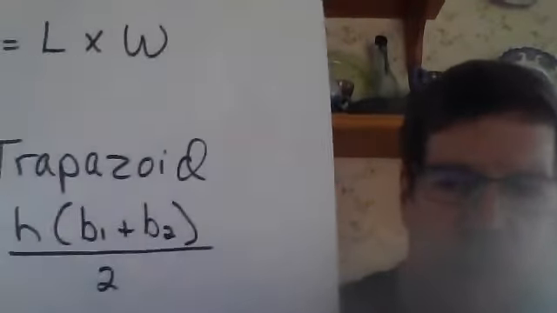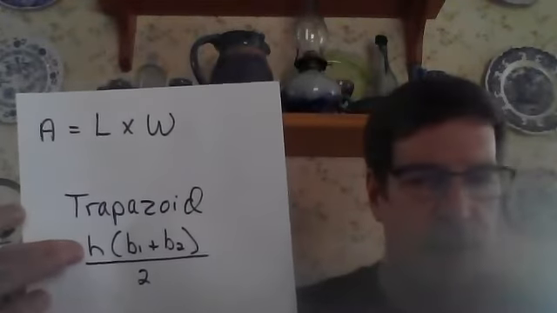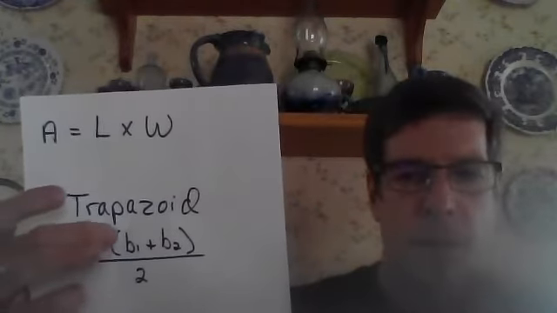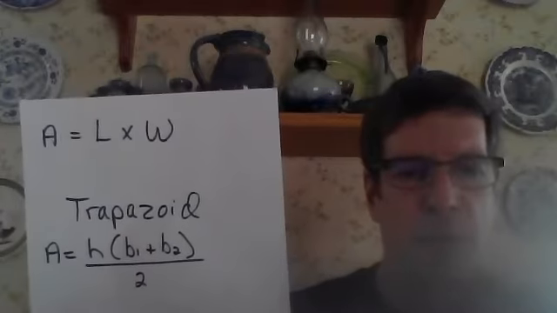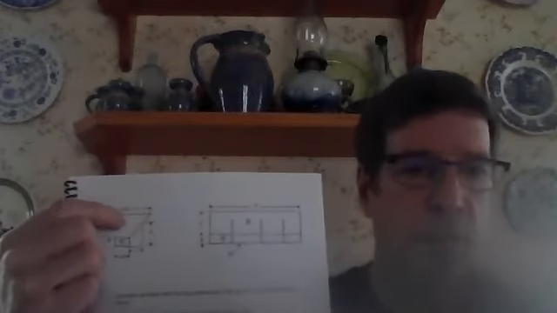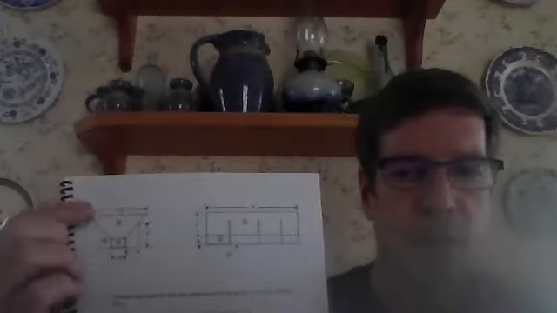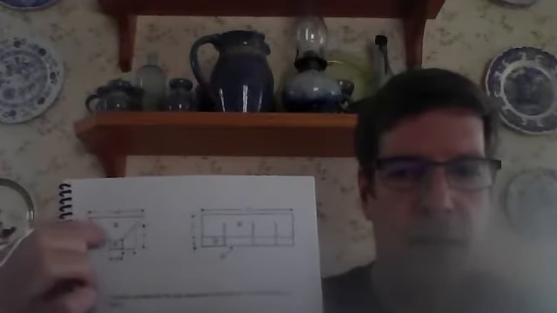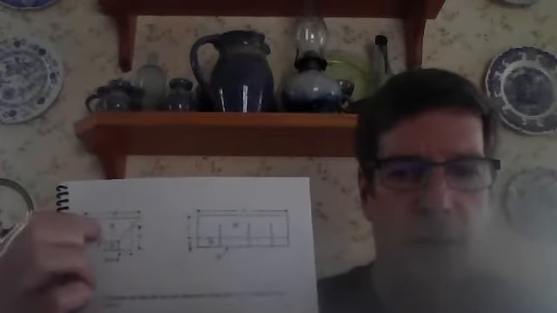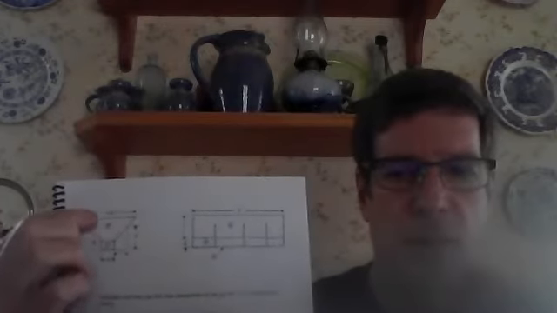So there's the formula for trapezoid. Area equals height. H means height. Times B1 plus B2. If you remember, B1 and B2 represent this long line and the short line below it. It doesn't matter which one you make B1 or B2, they're interchangeable. So this dimension plus that dimension, B1 plus B2.